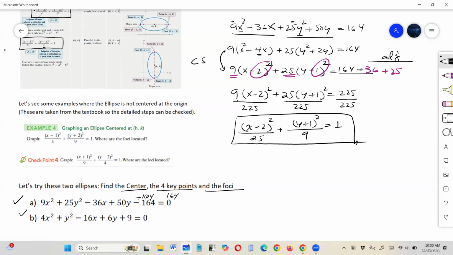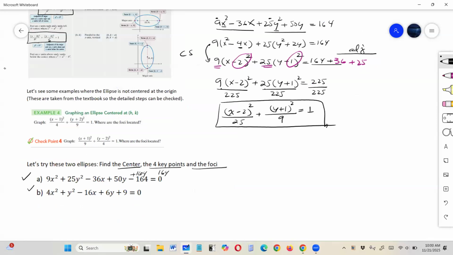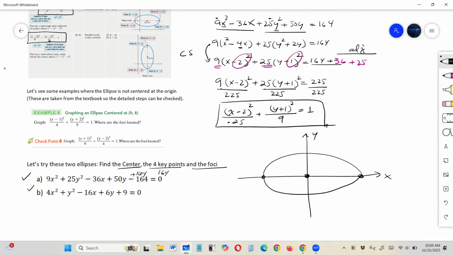Okay, so we need to get this thing in this form to begin with. I'll make it a little bit smaller so I can fit everything here. Okay, I recognize it as an ellipse, and because the denominator of x is bigger, this is sitting on x. So I'll graph the ellipse, center right here, major axis, foci, minor vertices.